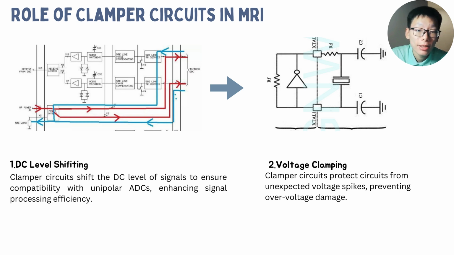The second purpose is voltage clamping. Even though MRI signals are weak, they can occasionally contain sharp spikes or noise due to electromagnetic interference. The clamper circuits can limit these voltage peaks to protect downstream amplifiers and converters from damage or overload.